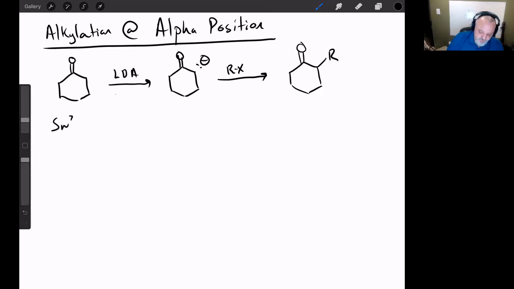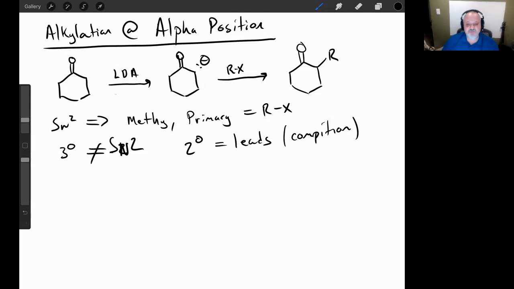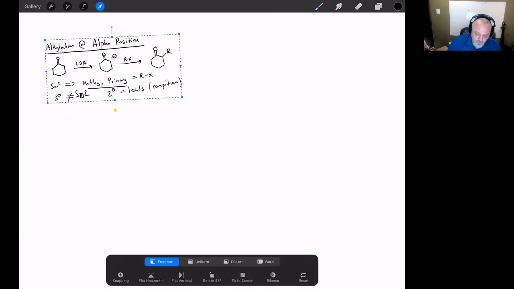So this is SN2. All of the normal SN2 reaction considerations apply. Specifically, it has to be methyl or primary for the RX. If you have tertiary, that just can't do SN2. And secondary leads to too much competition. So you get the elimination product, you get a competing substitution product, and you get the alpha alkylation product. So it's just too much of a mix of stuff going on there. And so we want to keep those, from a synthetic point of view, to a primary alkyl halide or a methyl alkyl halide.